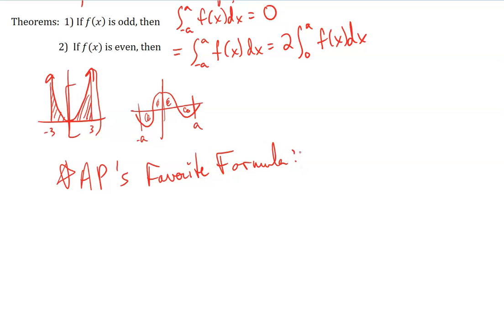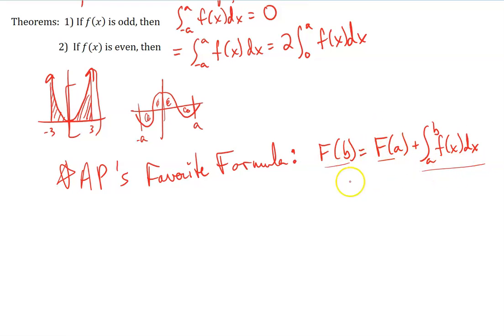AP's favorite formula is capital F of B is equal to capital F of A plus the integral from A to B of lowercase f of x dx. Now, when we did the second fundamental theorem in the 4.4 notes, we said this was equal to capital F of B minus capital F of A. So in other words, this was on the other side. But what they really like to ask about is a future value given an initial value of a function and a rate of change formula.